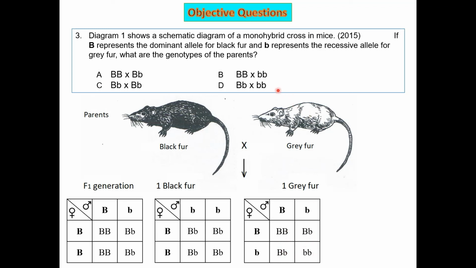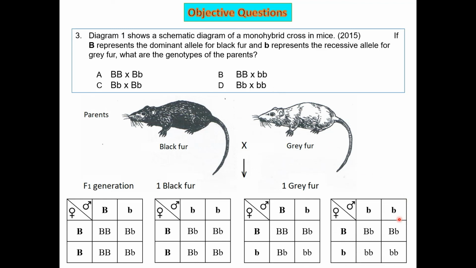Let's try D. D is 1 to 1. This is heterozygous dominant, and this one is homozygous recessive. So this is black and this is gray. So the answer is D.